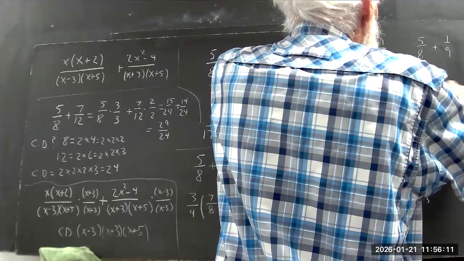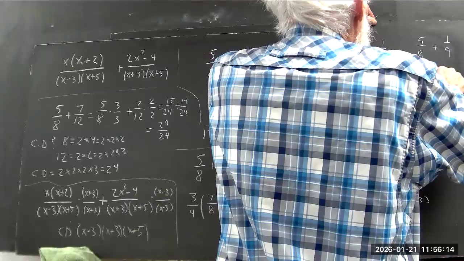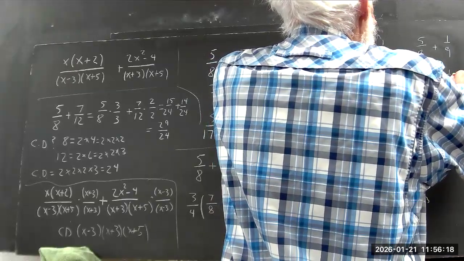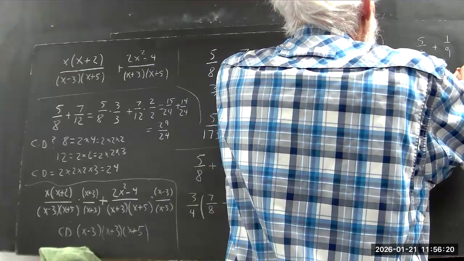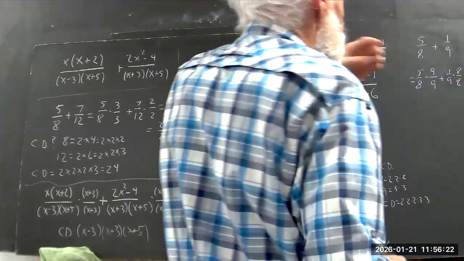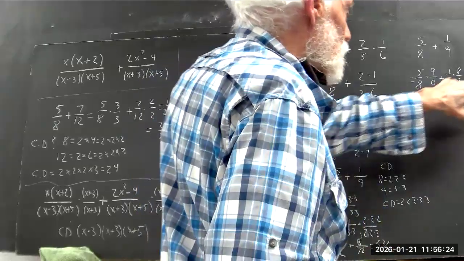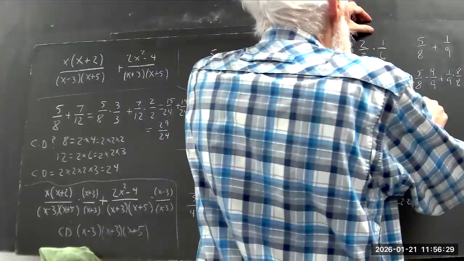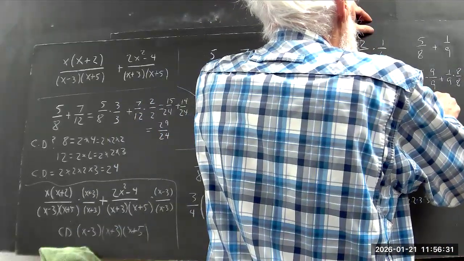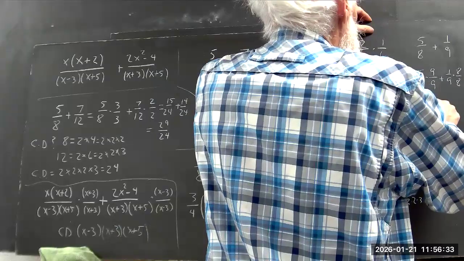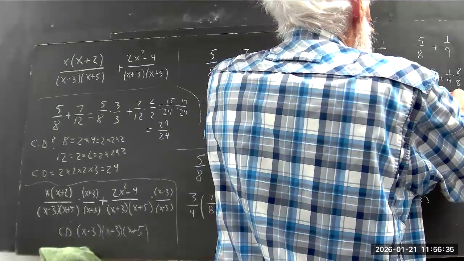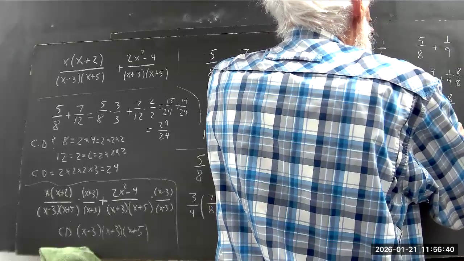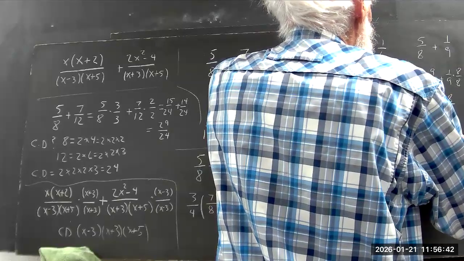We need a common denominator of 8 times 9. So we have to multiply that by 9/9. And then 1/9 times 8/8 gives me a common denominator of 8 times 9, right? And that's 45/72 plus 8/72, which equals 53/72.